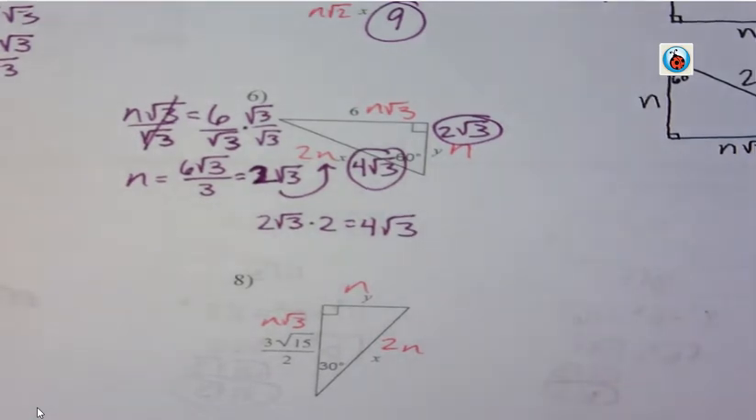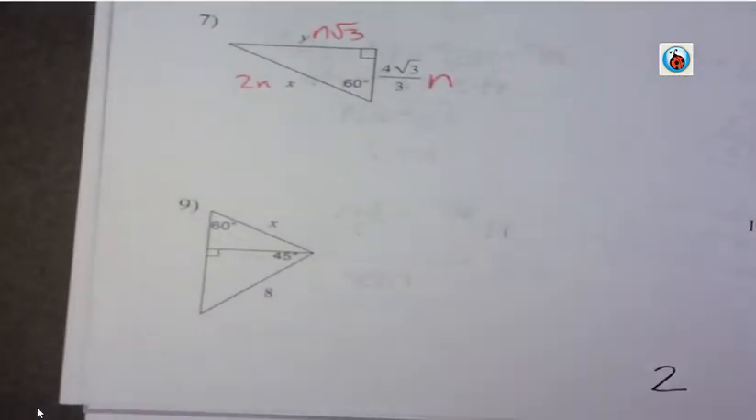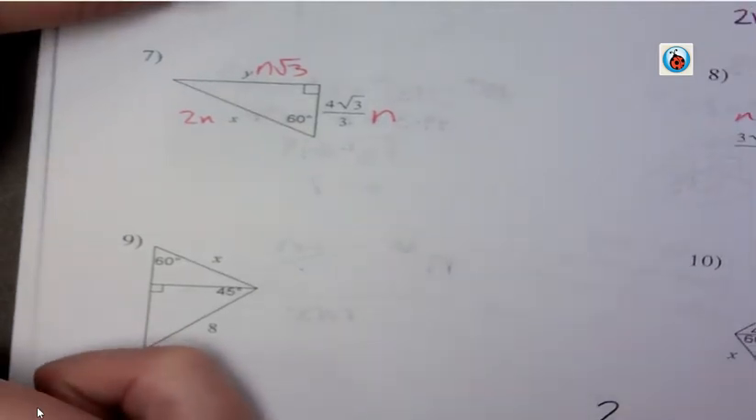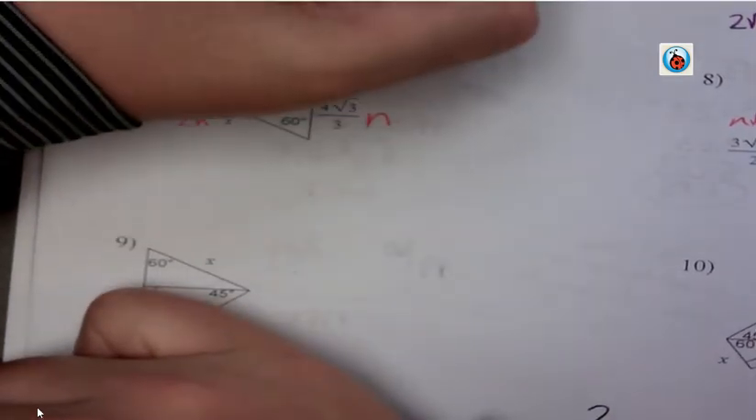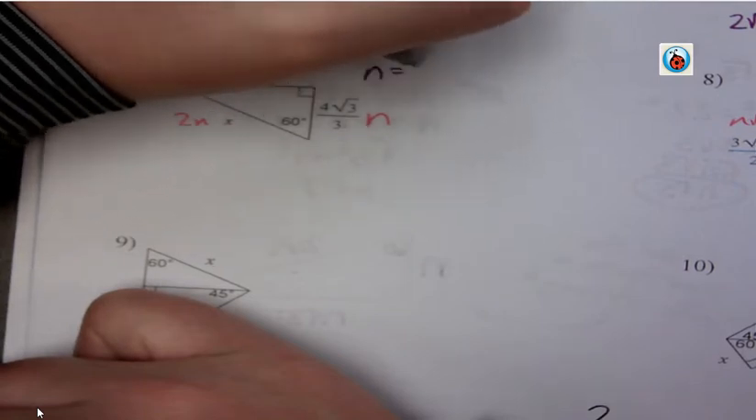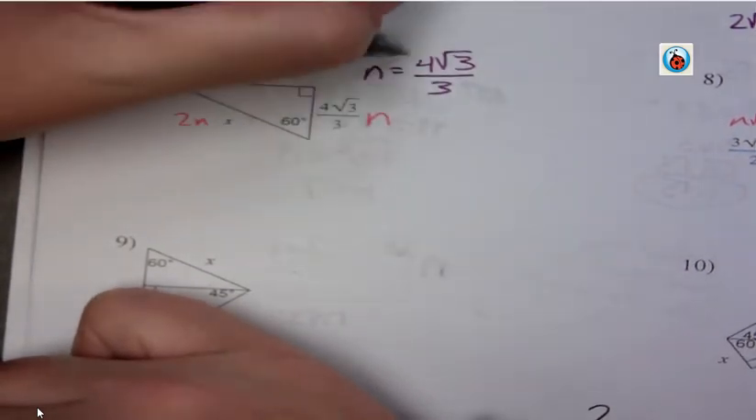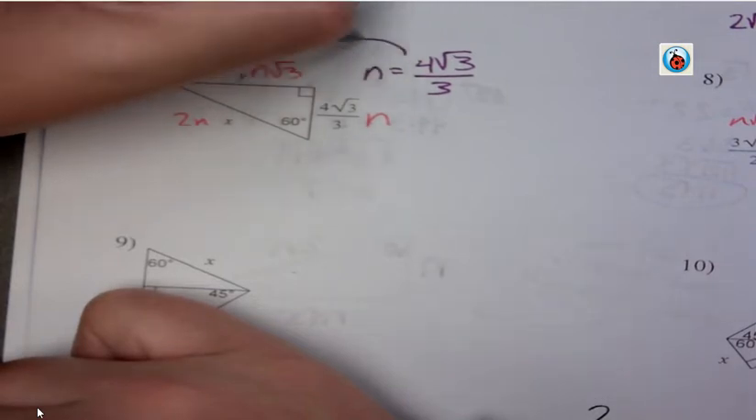Okay, but it's literally the same step every single time. Same steps over and over again. And they're up in the top right-hand corner of your page. Okay, this one, we are given what n equals. So awesome, 4 root 3 over 3. Now, we need to plug this in.